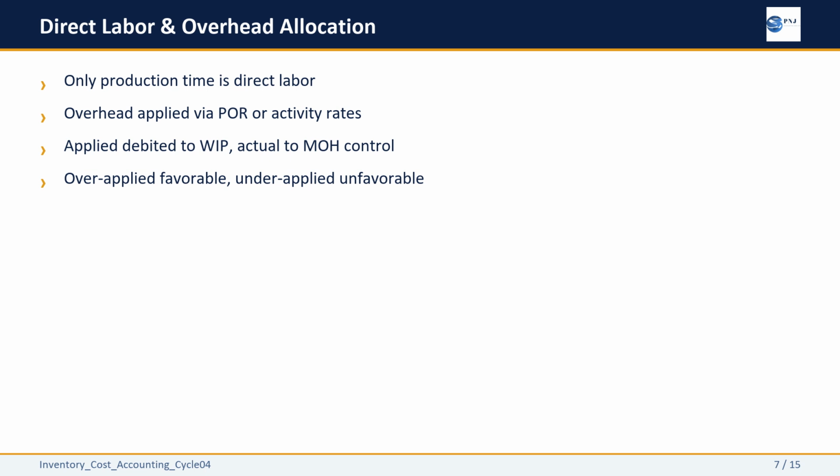Remember this. When actual is less than applied, overhead is overapplied and favorable. When actual exceeds applied, it is underapplied and unfavorable.